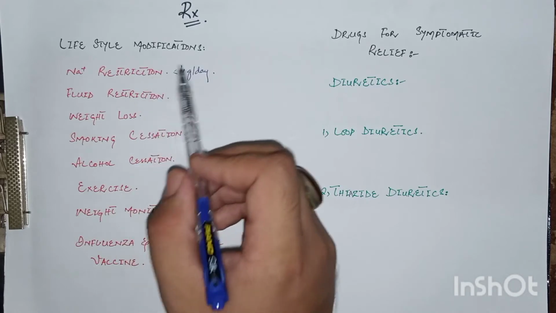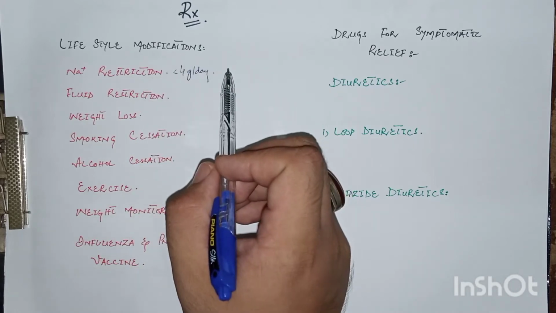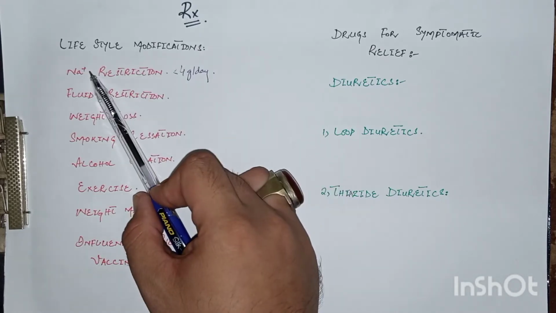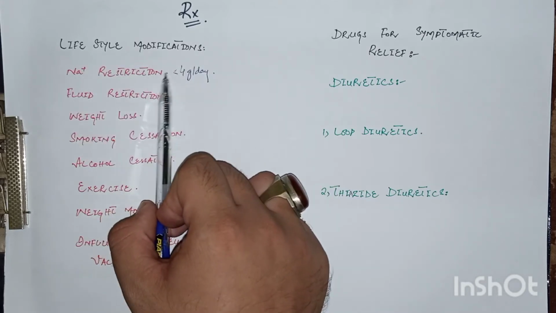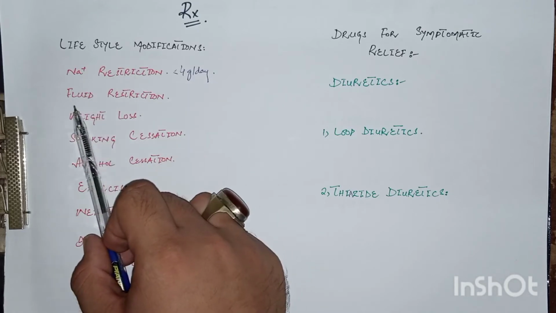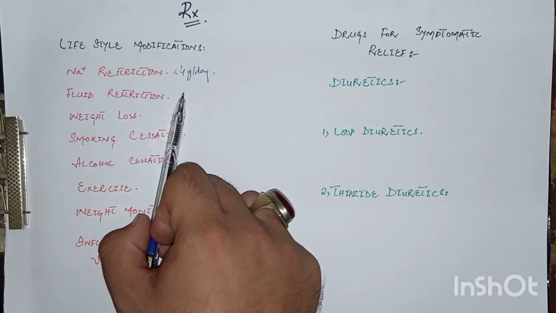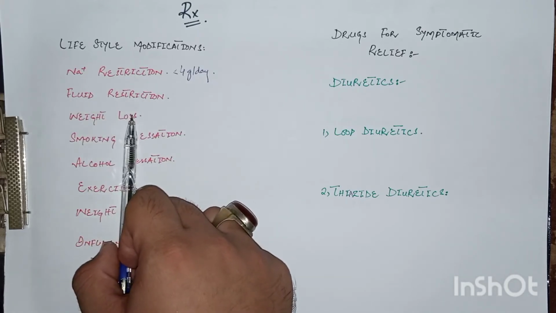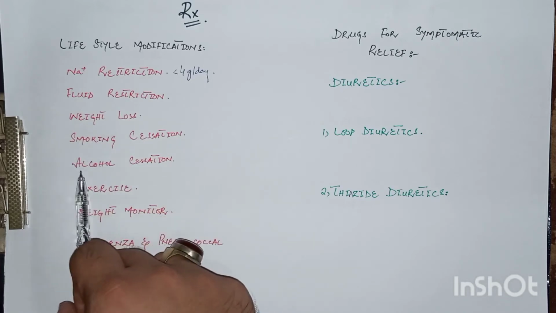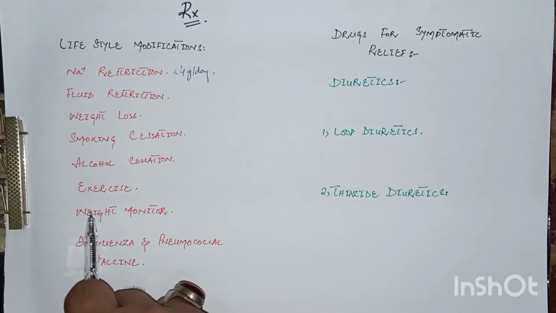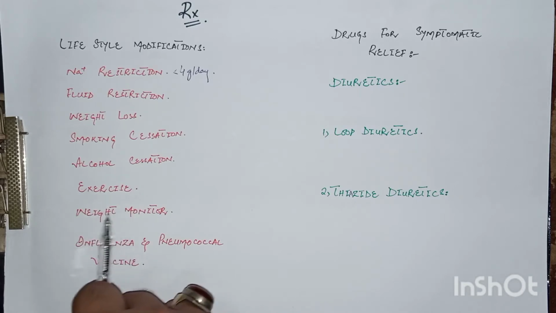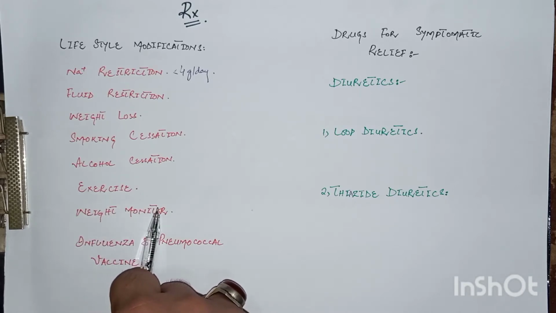In this video, we will discuss the management of congestive cardiac failure. So let's start with the initial management, that is lifestyle modification, which includes sodium restriction to less than 4 gram per day and fluid restriction from 1 to 2 liters per day, weight loss of the patient, cessation of smoking, alcohol cessation, daily exercise, and weight monitoring. This weight monitoring is very important to check the fluid retention in the body of the patient.